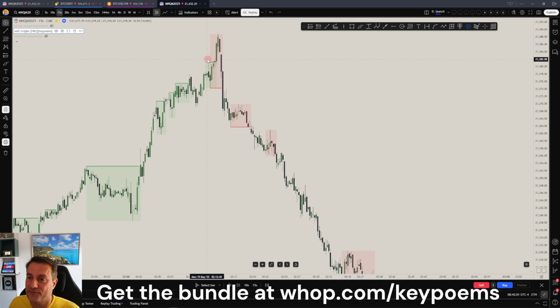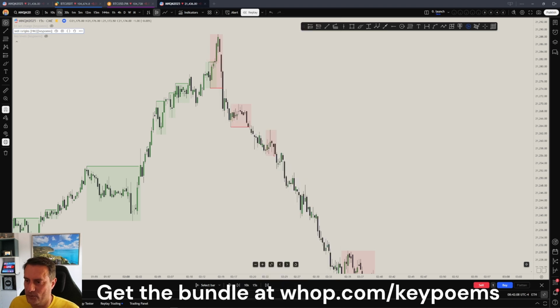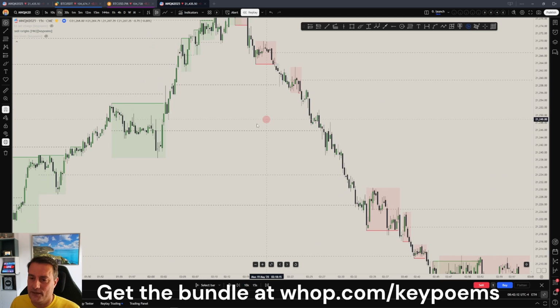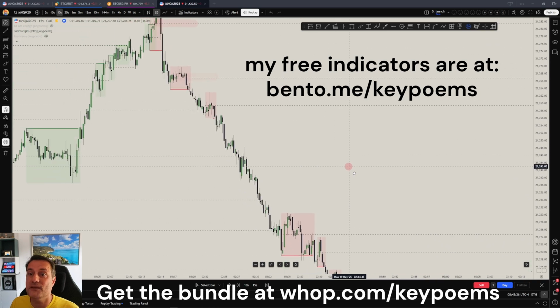You could mark 50% of a zone, for example. Some indicators do that. And you can see that it tracks the zone until it's mitigated to 50%. This is something that the free indicator doesn't have. And it keeps track of zones that haven't yet been mitigated.